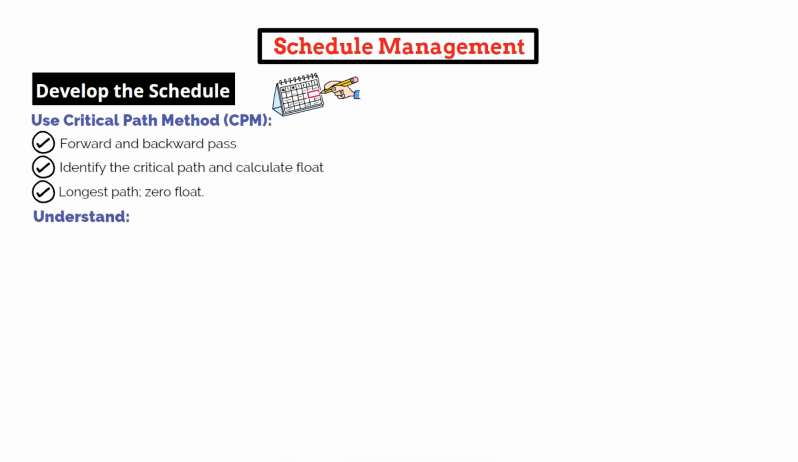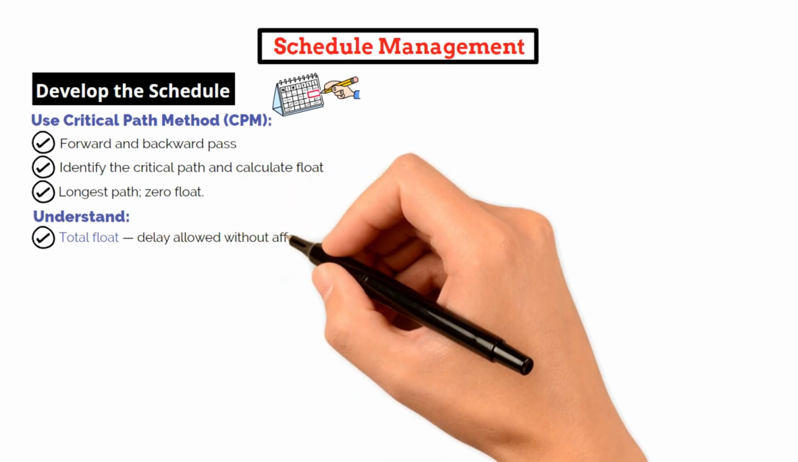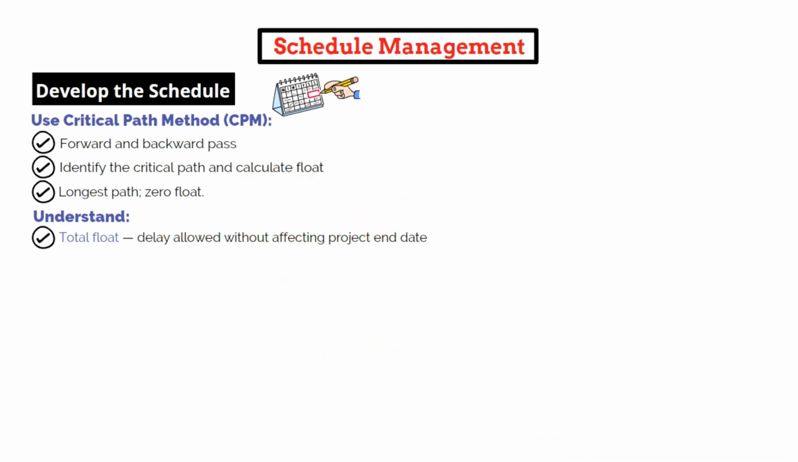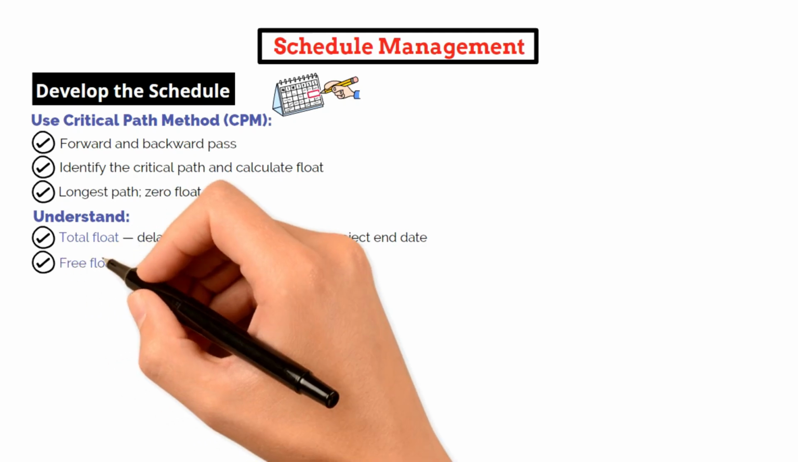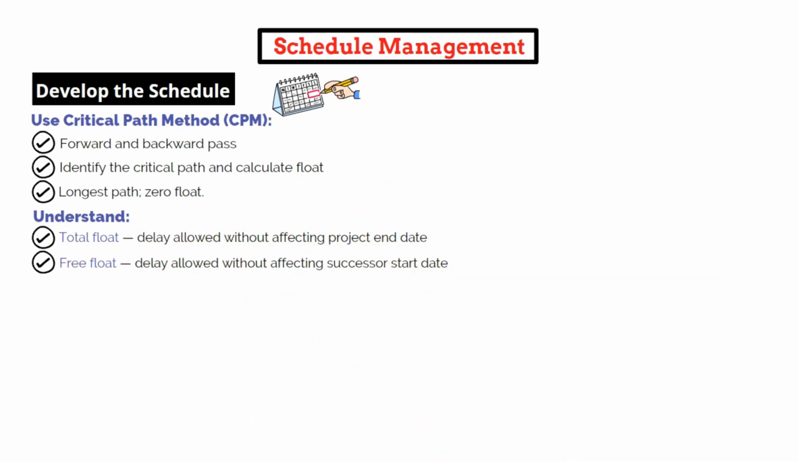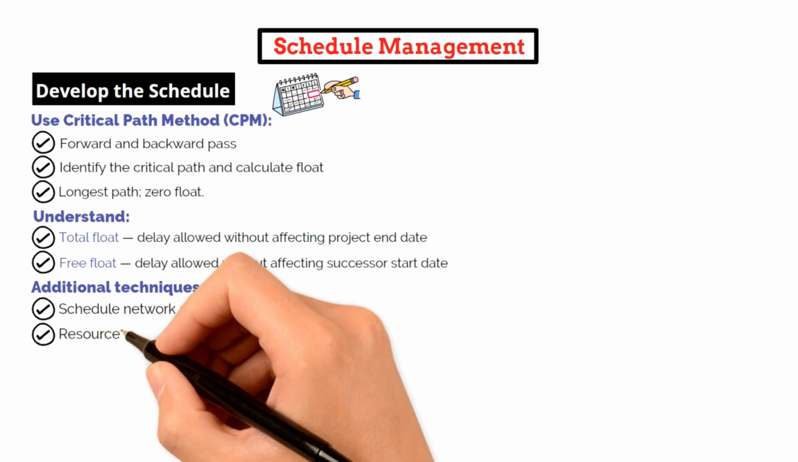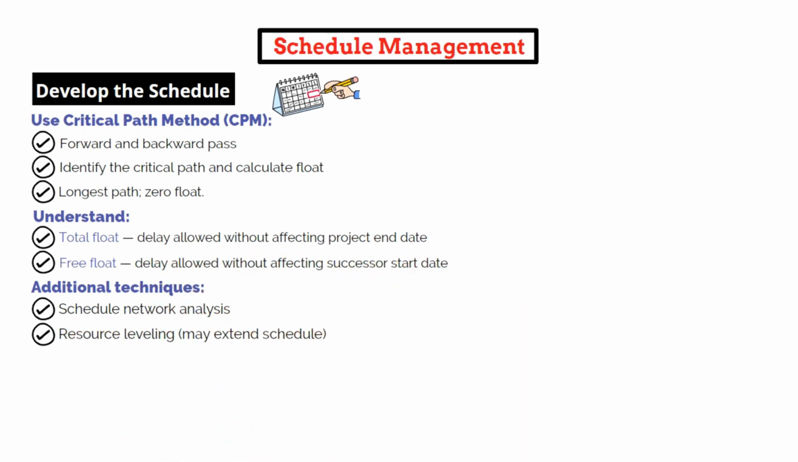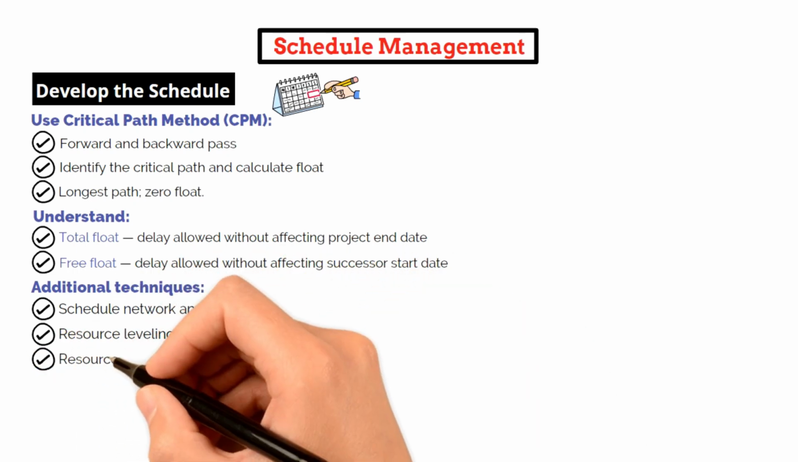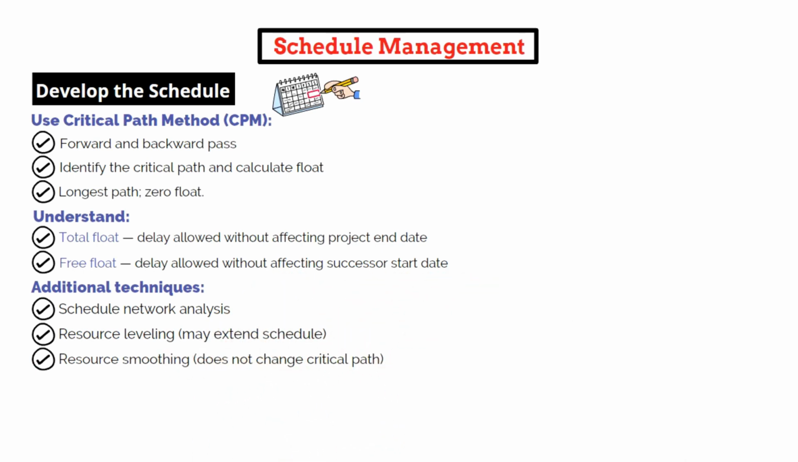You should also understand the difference between total float, which is the amount of time an activity can be delayed without delaying the project completion date, and free float, which is the amount of time an activity can be delayed without delaying the start of its successor. Additional techniques include schedule network analysis, resource leveling, which resolves overallocation but may extend the schedule, and resource smoothing, which optimizes resources without changing the critical path.